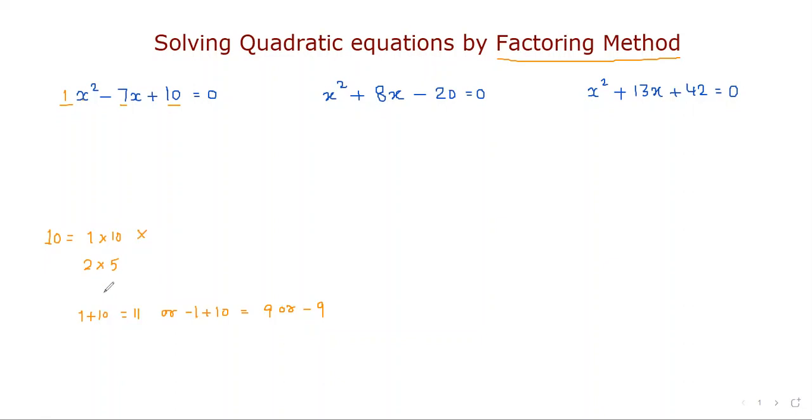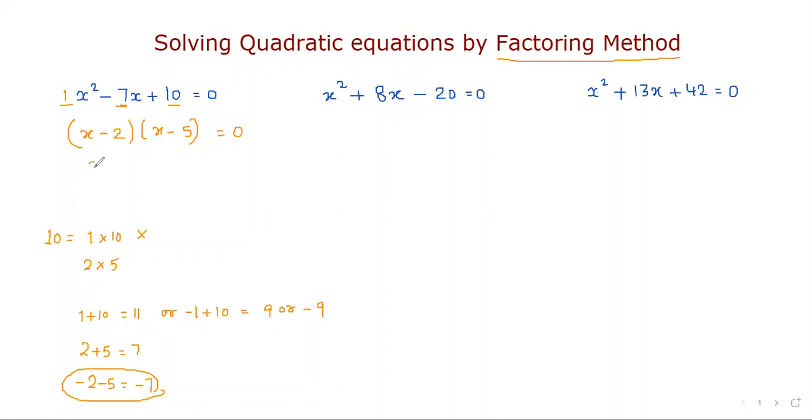Now let's try with 2 and 5. Obviously 2 plus 5 will make 7, but we want negative 7. So we have to take care of the negatives also. How can we make negative 7? If we take negative 2 and negative 5, which is negative 7. So we have to choose this pair. So we should write x minus 2 times x minus 5. So these are the two factors of this quadratic equation.